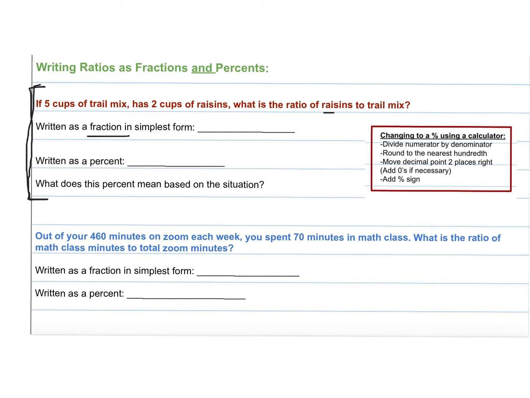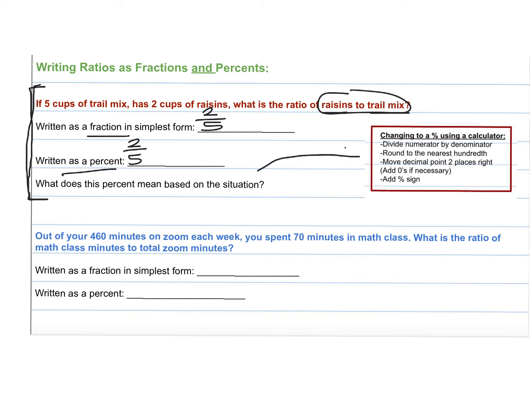So it's saying raisins first, then trail mix second. So that means 2 is going to go on the top because raisins is first, right here over 5. So for every 2 cups of raisins, there's 5 cups of trail mix. It's already in simplest form, so I leave it like that. Written as a percent. So we know that we can change it to hundredths, and then that's how we can write it as a percent.